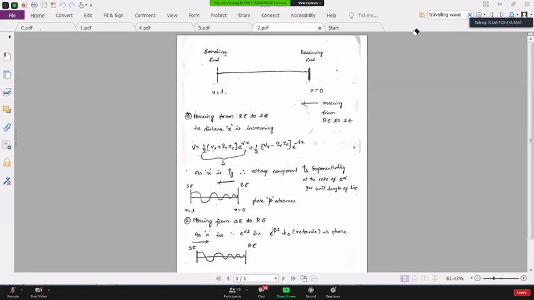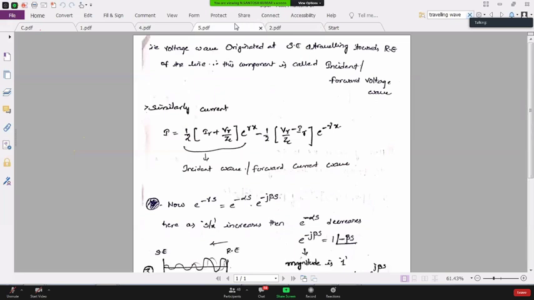Now coming to the next point. Let me show that screen. Similarly, if you see your current equation, it has two components. See the first component. It is multiplied with e power gamma x. So the same concept I can apply here.